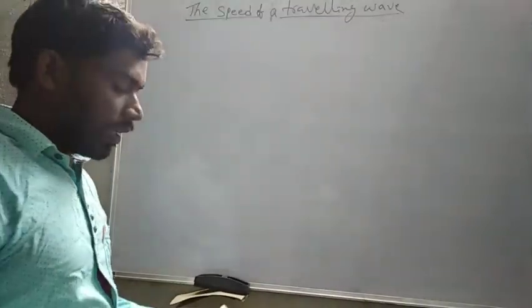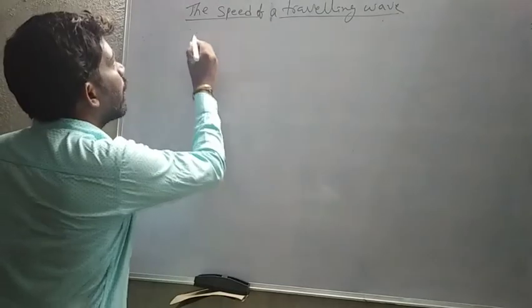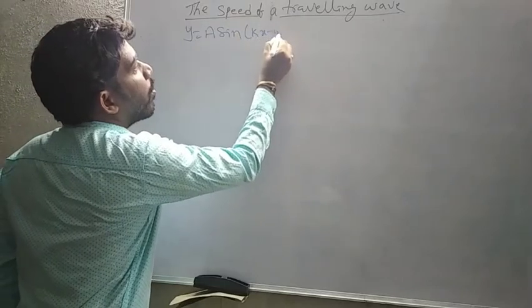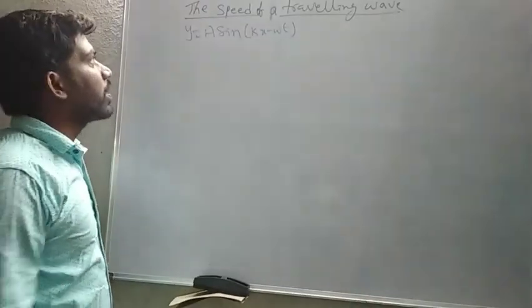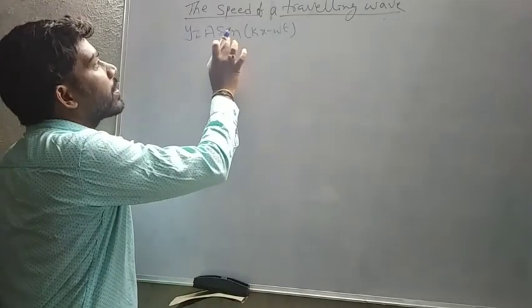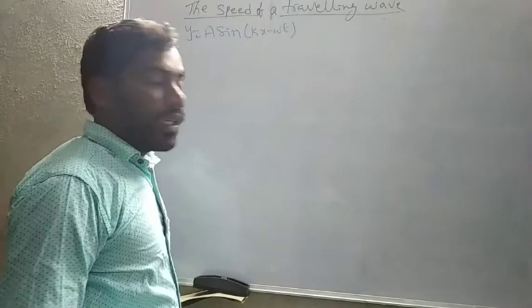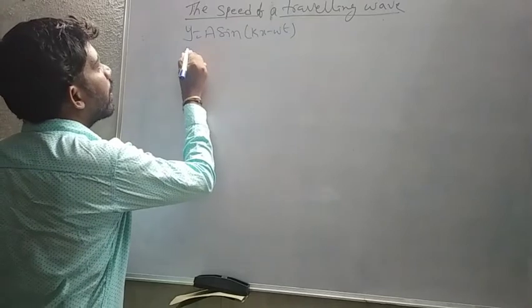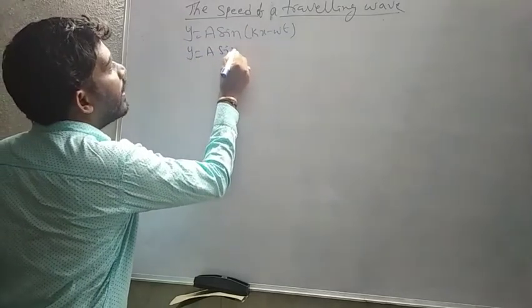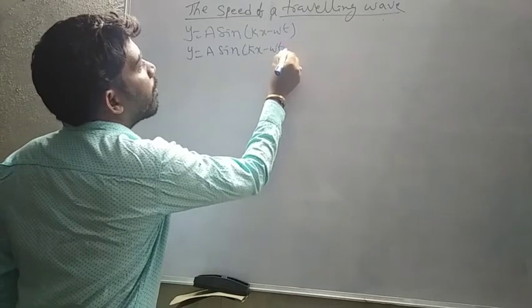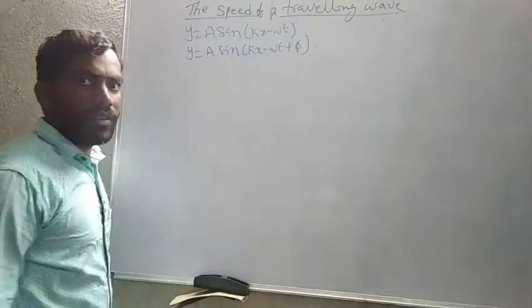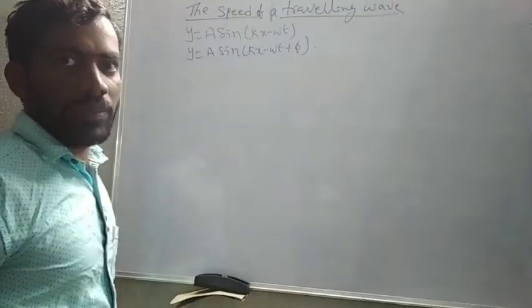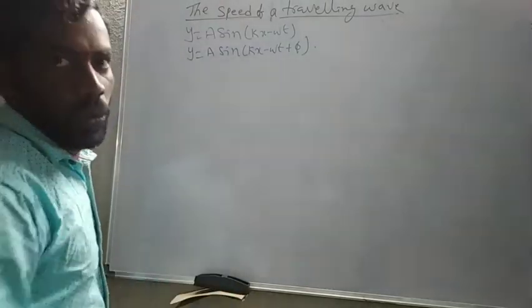In the previous class, you wrote down the wave function y equal to A sin(kx minus omega t). If we write the same equation involving the phase constant, y equal to A sin(kx minus omega t plus phi). This is the wave function of the traveling wave. It is the mathematical representation of the wave motion.